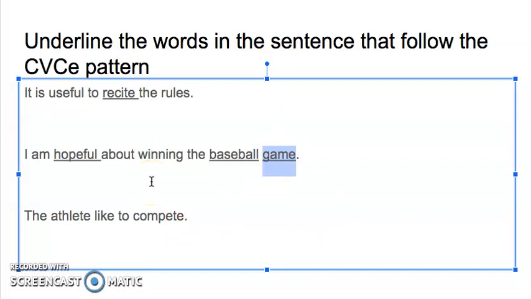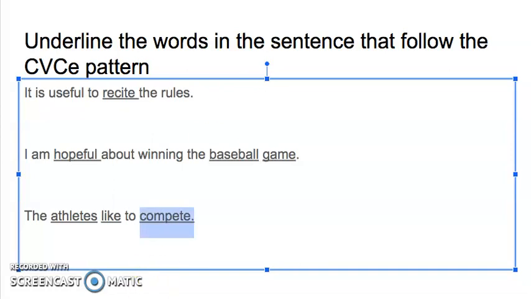Our last sentence is the athlete like to compete. We're going to just add the S there. Okay, the athletes like to compete. I think that sounds better. Okay, athlete has our consonant, vowel, consonant, E. That E does make that E say its name, athlete. So we're going to underline it. Like. That I says its name because of the E at the end. And our last word that has it is compete. Consonant, vowel, consonant, E. And that E makes that E say its name. So we will underline that as well.